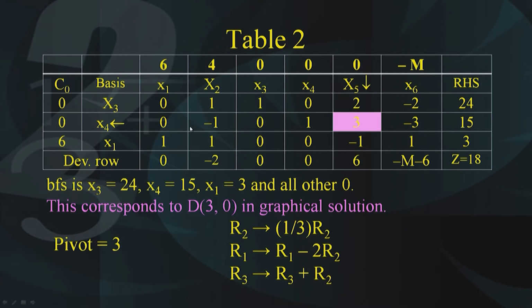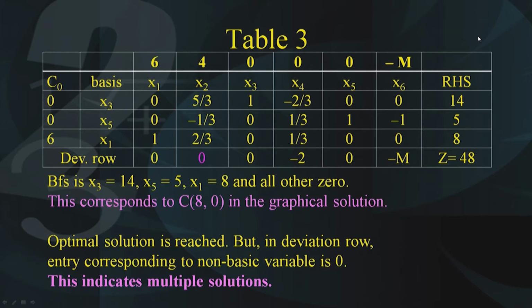Next, R3 has to be replaced by R3 plus R2. So, once these 3 elementary row operations are applied, we will get the corresponding column as 0, 1 and 0. Let us look at the next iteration. Yes, this entry corresponding to x5 has become 0, 1 and 0, and that is what we wanted.